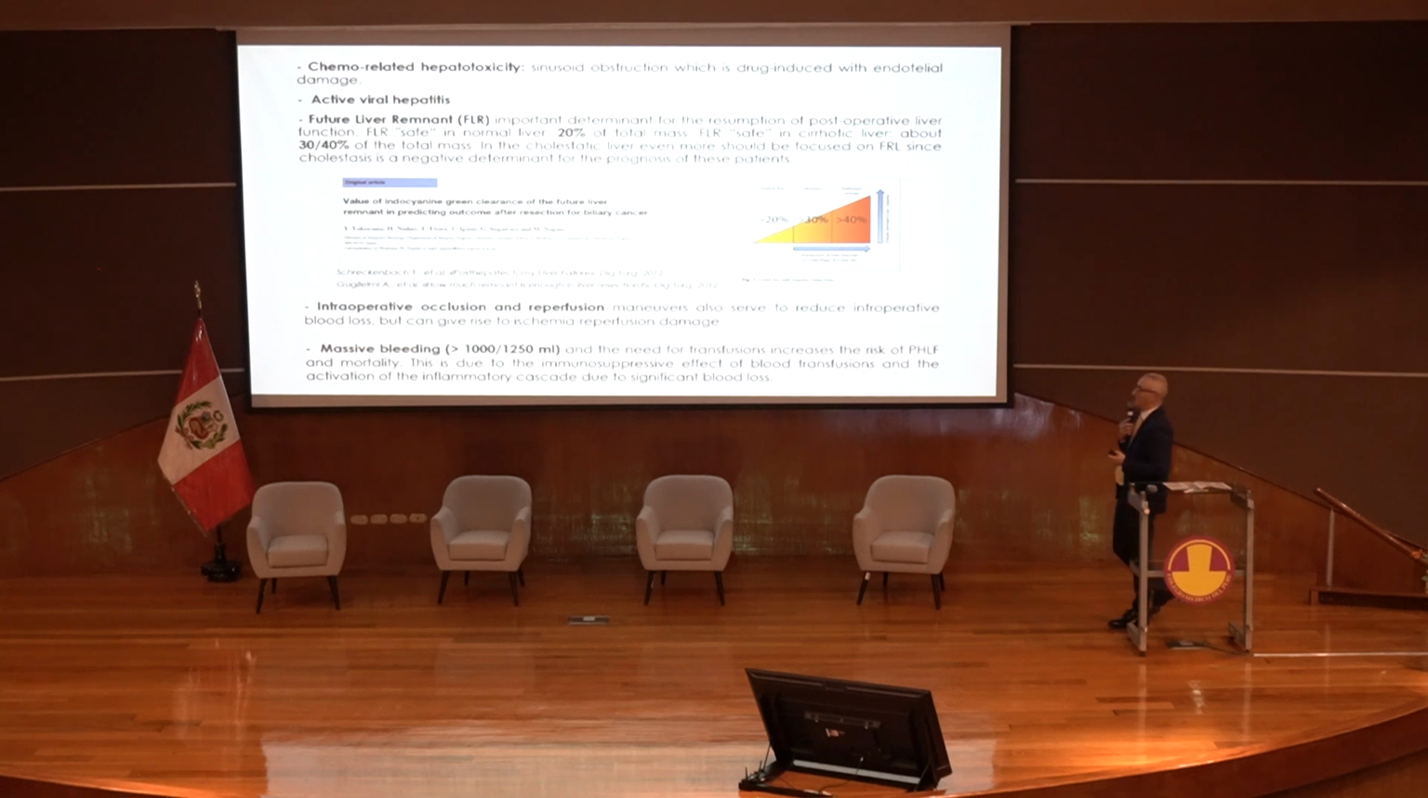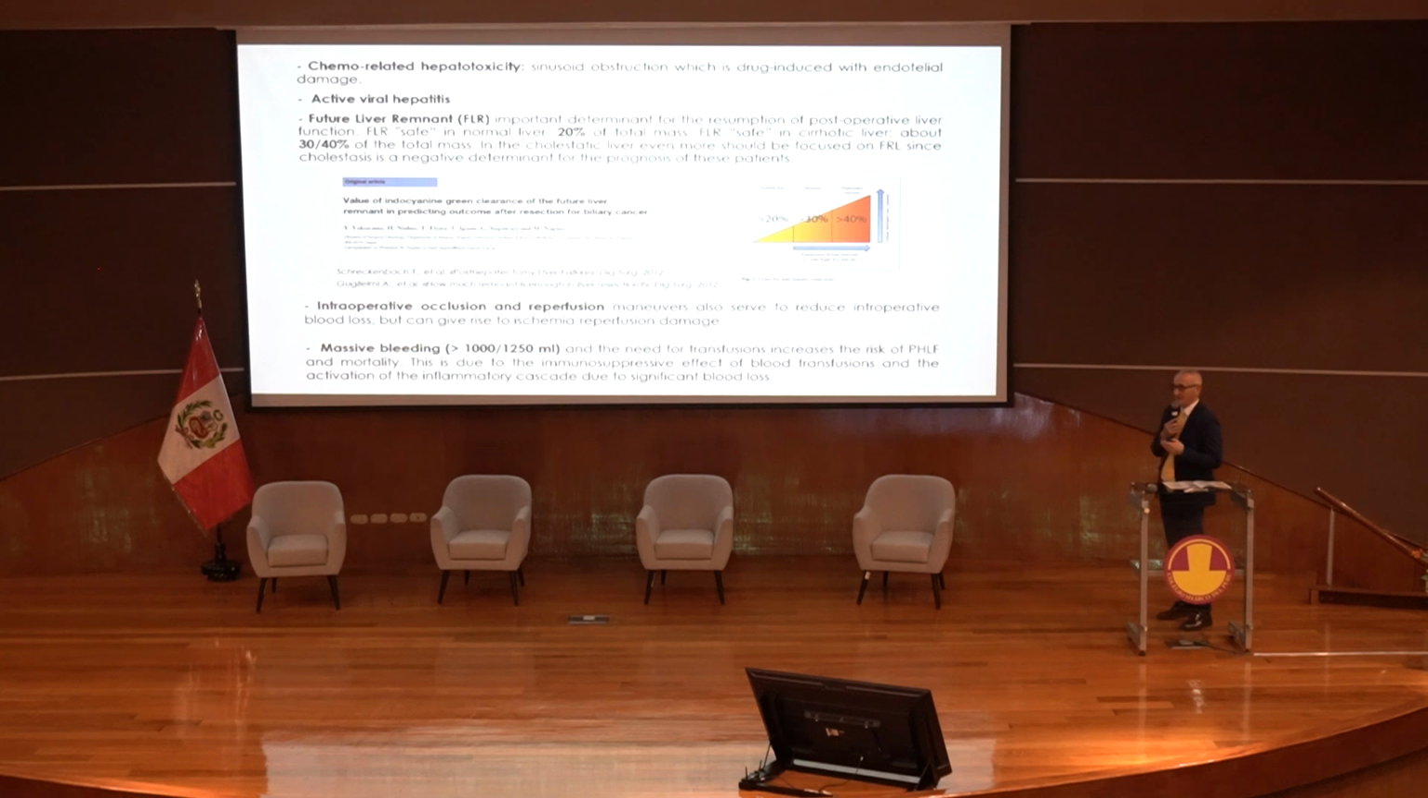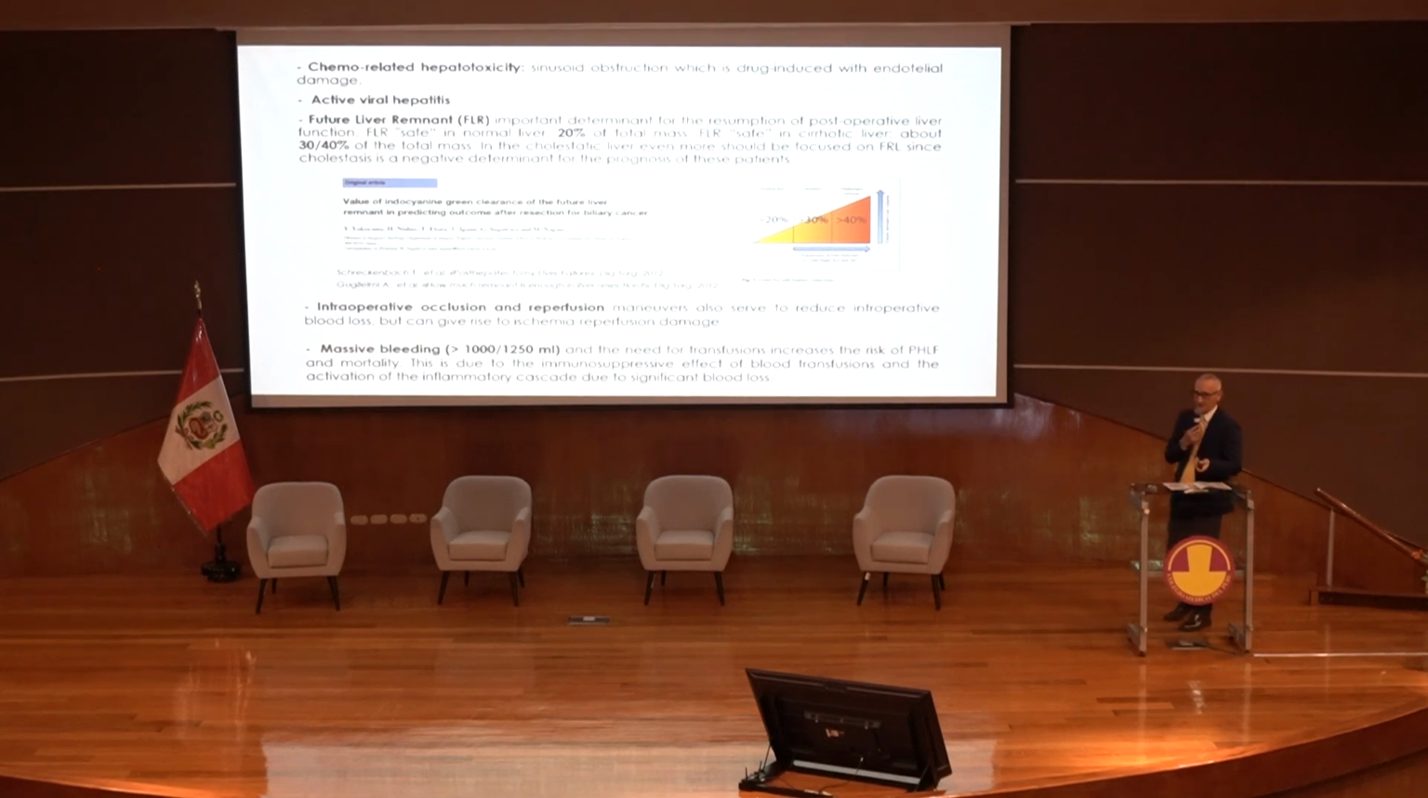We have to remember that in a normal liver we can have the remnant liver, the future liver remnant, that is the quantity of the mass of the liver after the surgery, that in a normal liver can go down to 20% of the original mass of the liver. But if we have a steatotic or cirrhotic liver, we have to preserve up to 40%. Otherwise, you go to post-hepatectomy liver failure because the remnant liver is not sufficient for the patient.